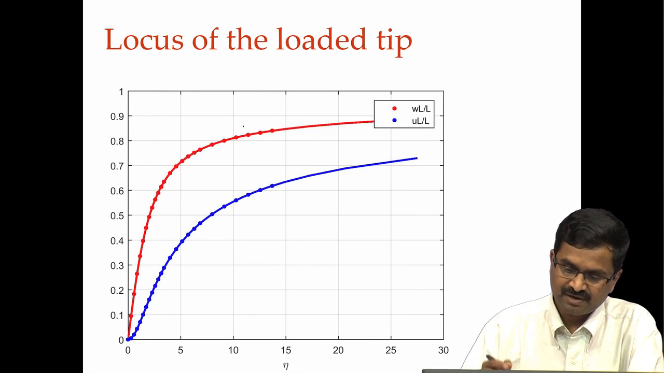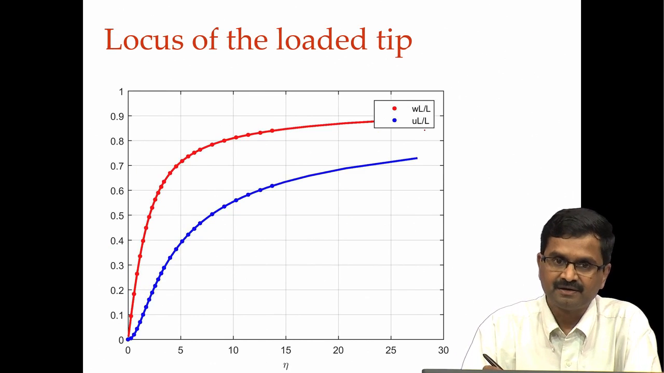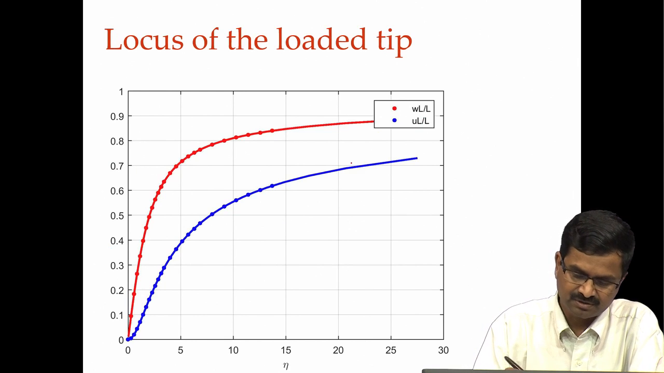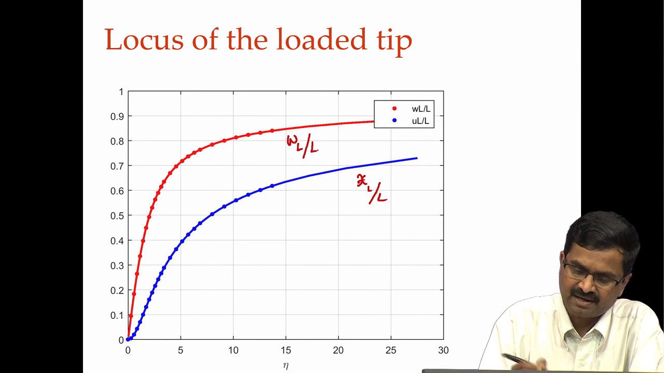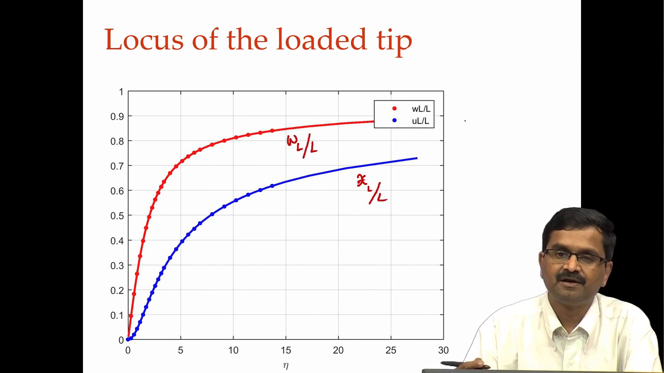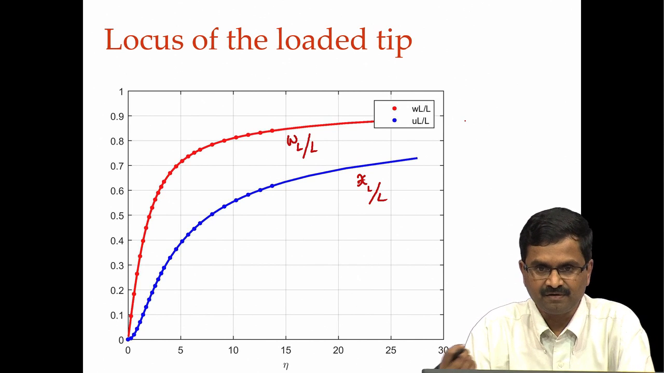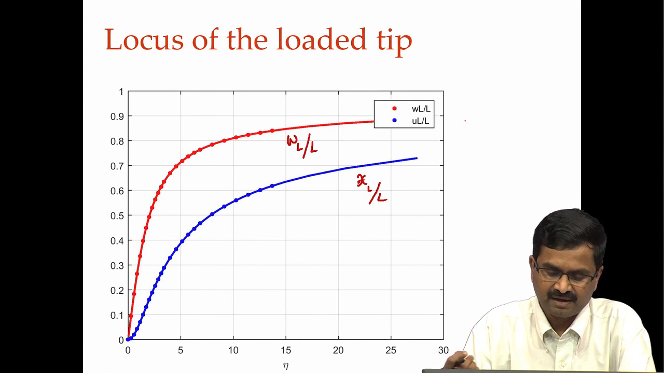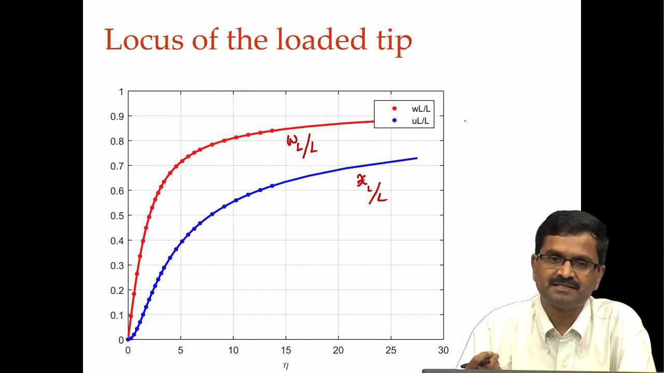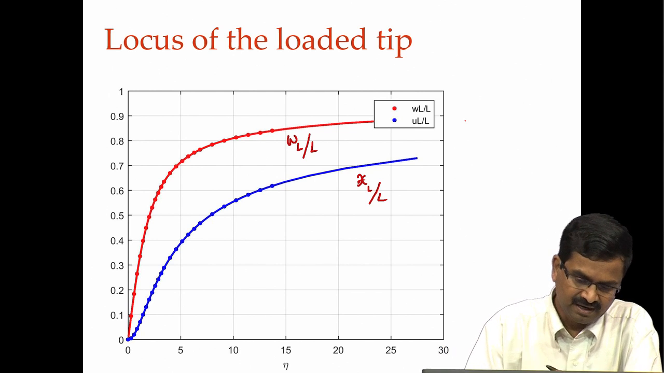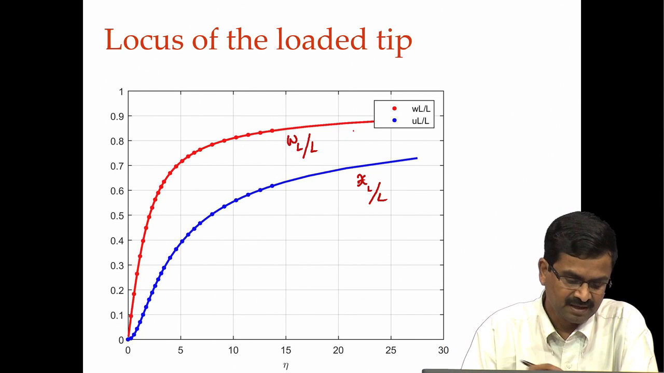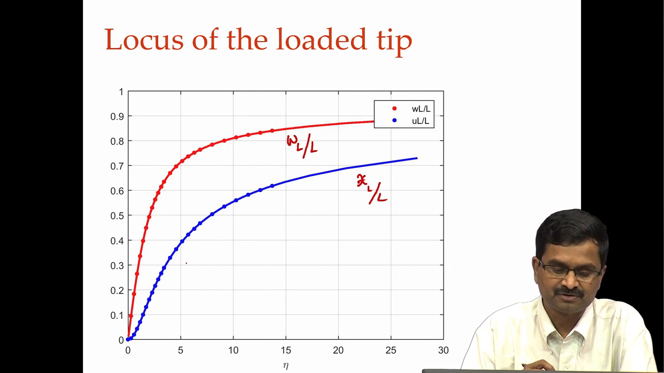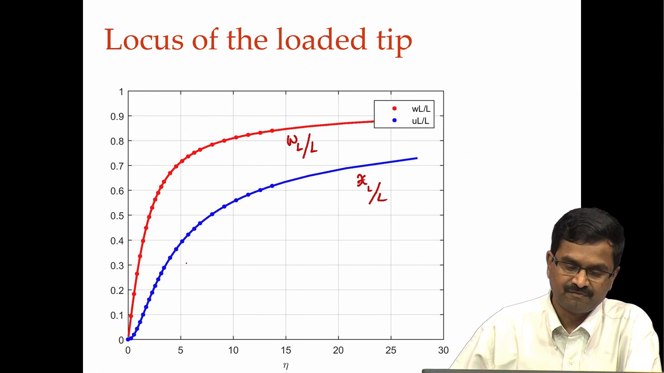This is another way of looking at it. This is XL by L, this is WL by L. WL meaning W at x equal to L, that loaded tip of the beam, and likewise XL is the x coordinate of the loaded tip of the beam. Again, the curves are from the finite element analysis and the dots are from the elliptic integral solution. They are agreeing very well here.